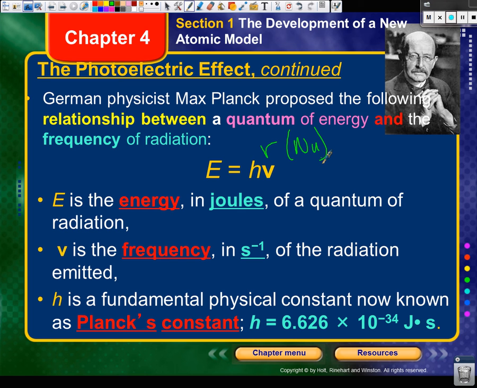Now, the good news about that number is you do not have to memorize it. I'm going to give you that number. The only number you have to memorize in this chapter is the speed of light, which is what again? 300 million.